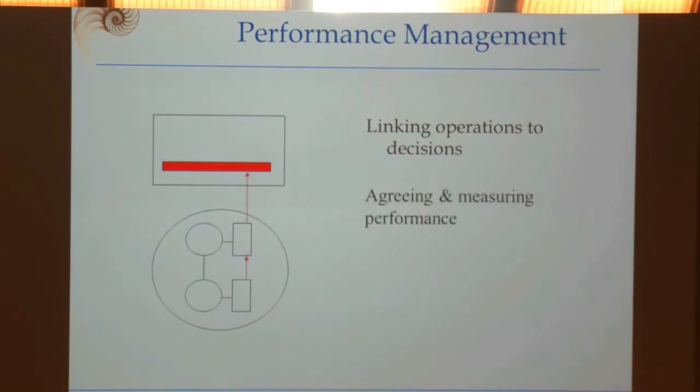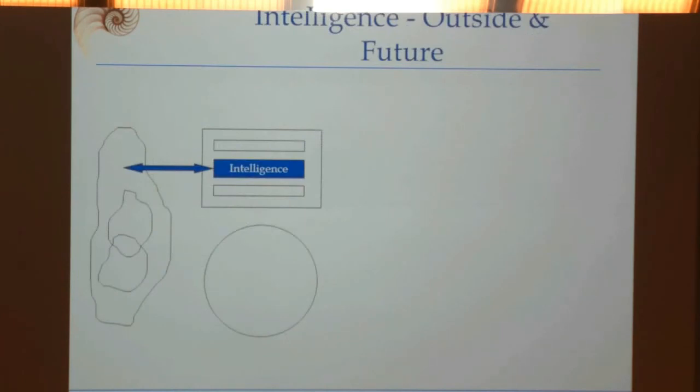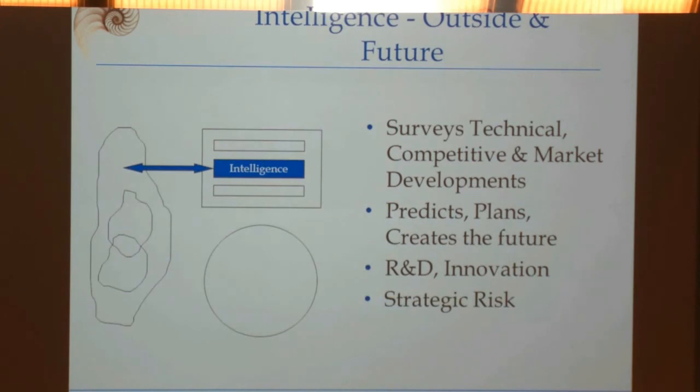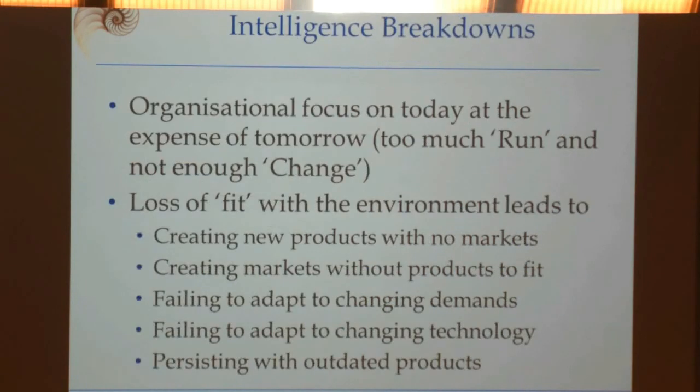Then we've got part of management which is about looking outside and into the future. This is very, very different in type. So different types of people tend to be good at this. This is stuff like surveying technical, competitive market environments, predicting, planning, creating the future, R&D, innovation, strategic risk, that sort of stuff. It's a very, very different information set, and it's a very, very different mindset to do it. Vanishingly small in some organizations. So the last of the archetypes that I'm going to talk of, the pathological archetypes, is this one. In many organizations, this is either incredibly weak or totally missing.